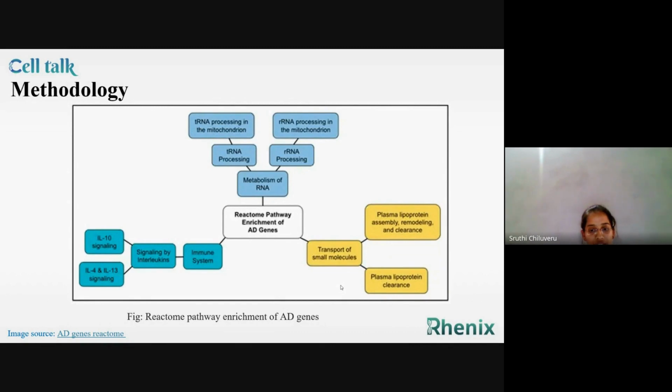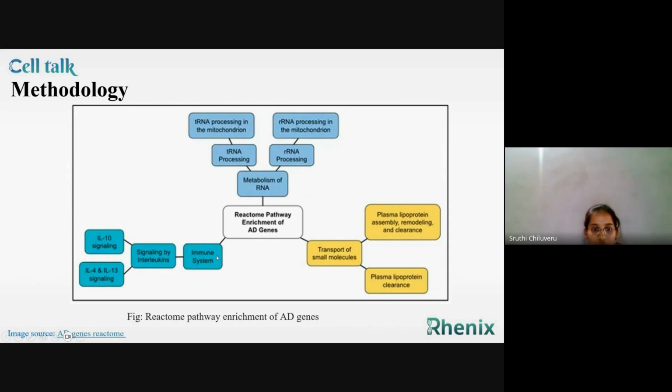Here we have AD genes, that is the Reactome pathway enrichment of AD genes. In this, there are three different types of functions. First is metabolism of RNA, and also the immune system and transport of small molecules. These were completely based on cascade processes. The first one, metabolism of RNA, includes RNA processing, which is transfer RNA and also the different types of RNA processing, that is ribosomal RNA. It undergoes processing and is completely based on mitochondria.